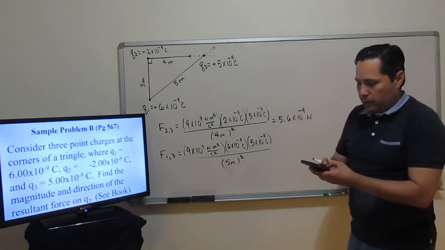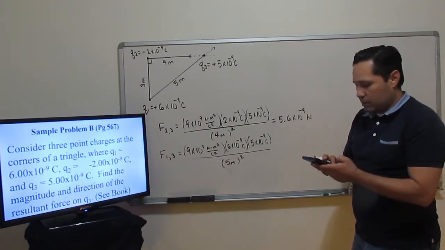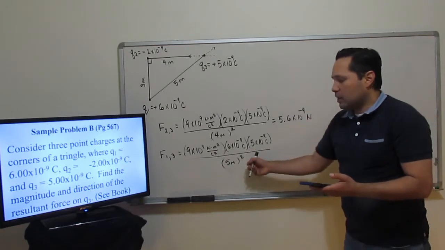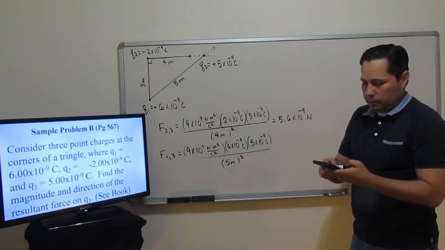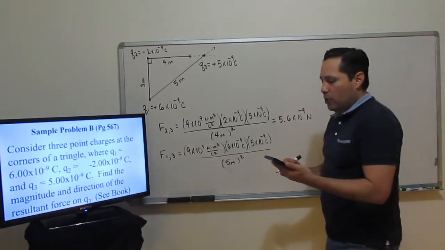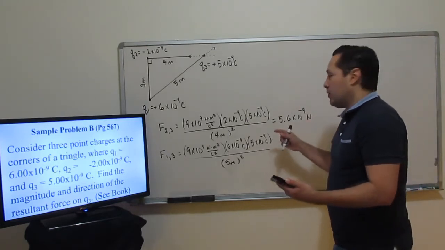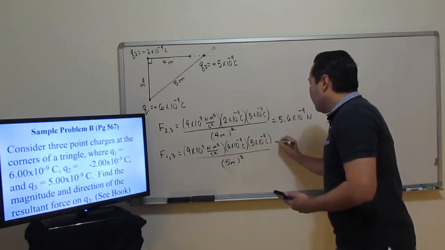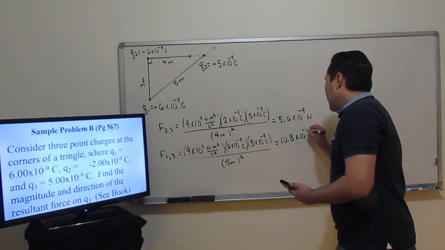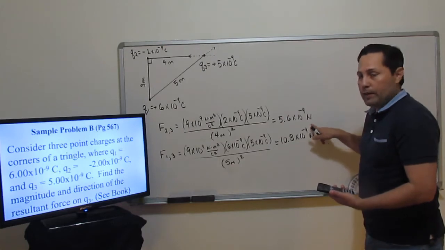Alright, so in our calculator, 9 times 10 to the 9 times 6 times 10 to the negative 9 times 5 times 10 to the negative 9 equals 2.7 times 10 to the negative 9, divided by 5 squared. That gives us 1.8 times 10 to the negative 8. I'm going to write it slightly different. Instead of 1.8 times 10 to the negative 8, I'm going to slide the decimal one to the right, giving me 10.8 times 10 to the negative 9. So I moved the decimal one to the right. That's why instead of negative 8, it says negative 9.